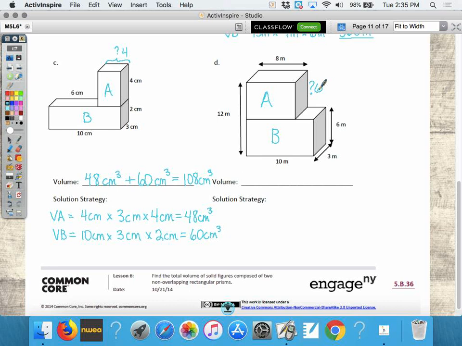So let's start with the volume of A. We have the width, the length, and the height. So the length is 8 meters times the width is the same as the one on the bottom, 3 meters times 6 meters. So 8 times 3 times 6. So you could do 18 times 8. You could do 24 times 6. Or you could do 48 times 3. The answer is 144 meters cubed.